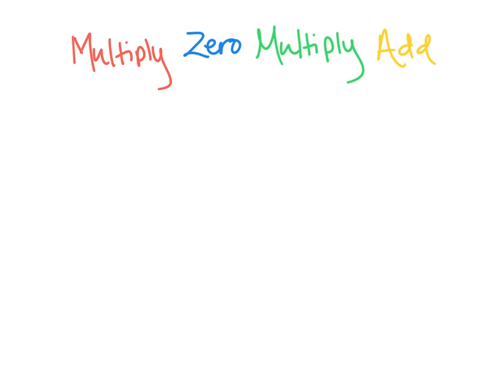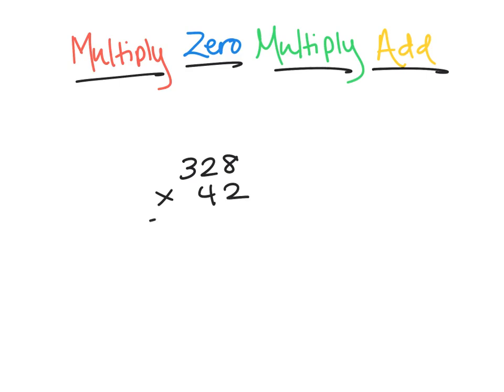Okay, so I am going to show you the standard algorithm for multi-digit multiplication, which is what we've been doing in class. It does involve a lot of steps in the process, which can sometimes be tricky to remember. So one way I like to remember it is just with the basics: multiply, zero, multiply, add. And we're going to practice that with the number 328 times 42.